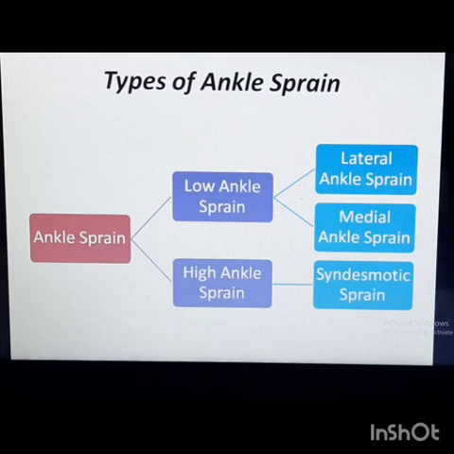Now the types of ankle sprain include low ankle sprain and high ankle sprain. Low ankle sprain consists of lateral ankle sprain and medial ankle sprain, and high ankle sprain is syndesmotic sprain, that is damage to the inferior tibiofibular ligament, which connects the tibia and fibula at the inferior tibiofibular joint.